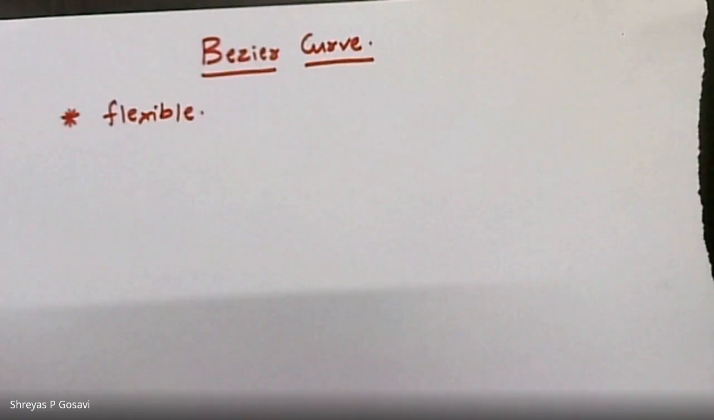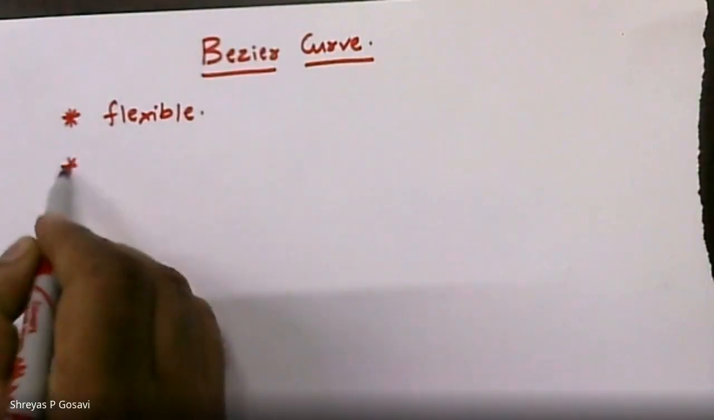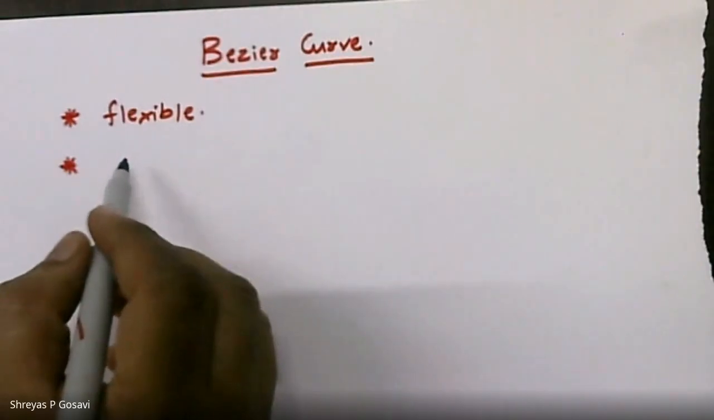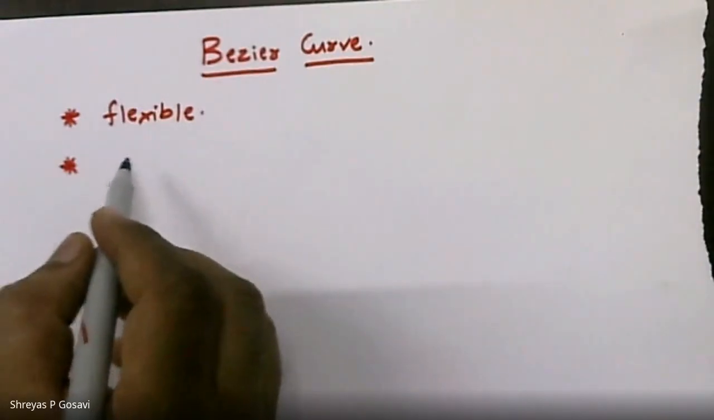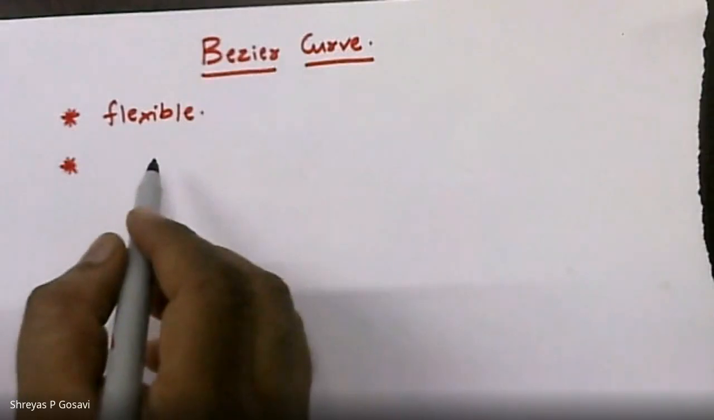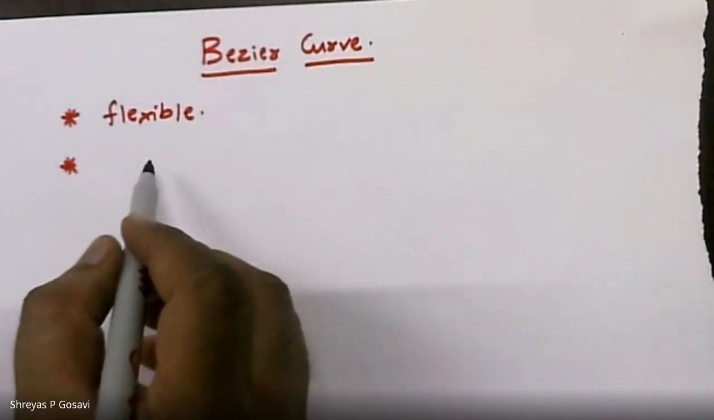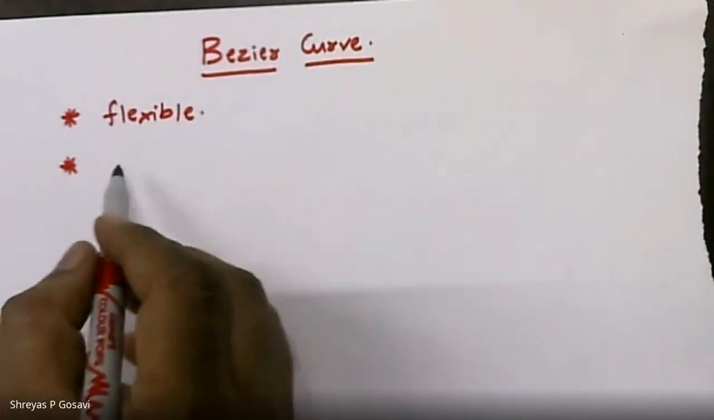It was first developed by P. Bezier at an auto company, which used it for the modeling of car surfaces.